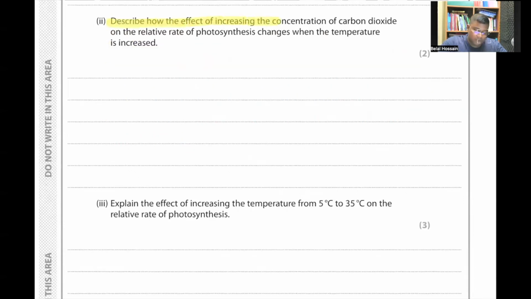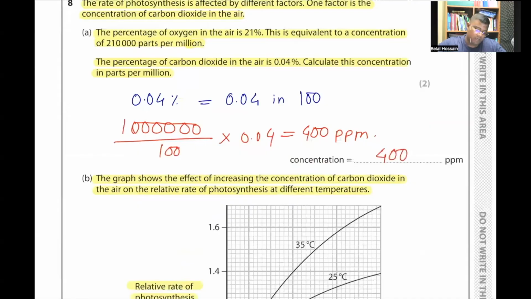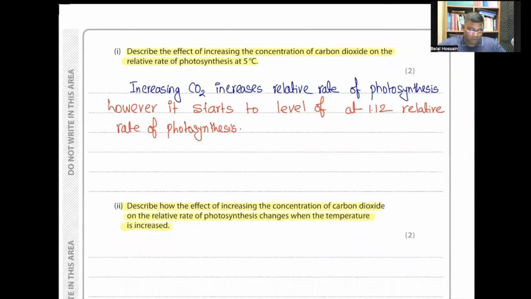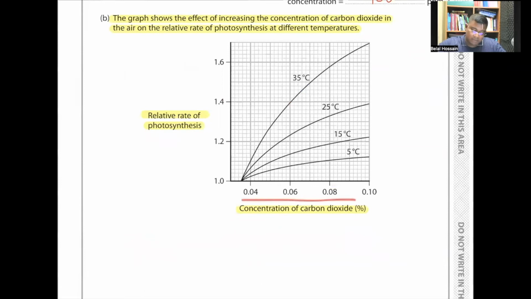Describe how the effect of increasing the concentration of carbon dioxide on the relative rate of photosynthesis changes when the temperature is increased. From this graph, we can see that as we keep on increasing the temperature, the relative rate of photosynthesis increases. The most efficient rate of photosynthesis occurs at 35 degrees Celsius, and the slowest rate occurs at 5 degrees Celsius. Along with that, we can also see that increasing carbon dioxide concentration also increases the rate of photosynthesis throughout the experiment.